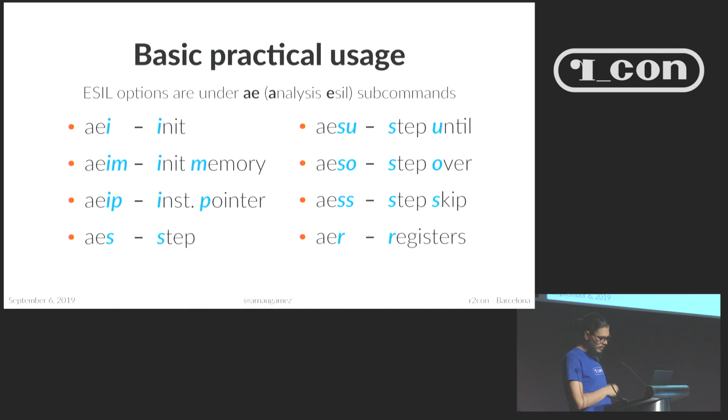It's redundant. We can see the instruction pointer with aeip, and we can step until, step over, step skip, registers, and basically mostly the same subcommands we have with the D command for debugging. We will be able to use them literally the same way with ESIL. Just take into account that we are emulating some snippet of code, we are not debugging, but for stepping and seeing registers and all of that, it works basically the same as with debugging.